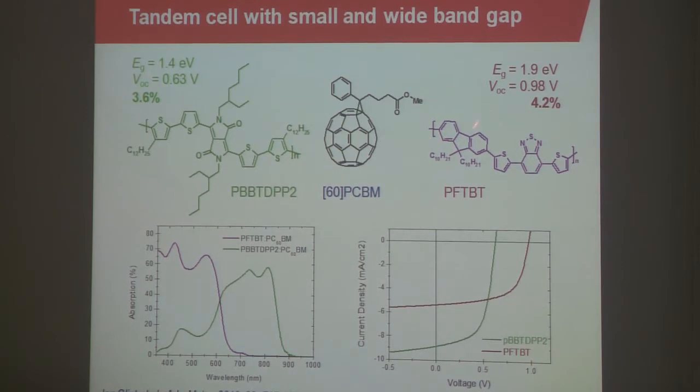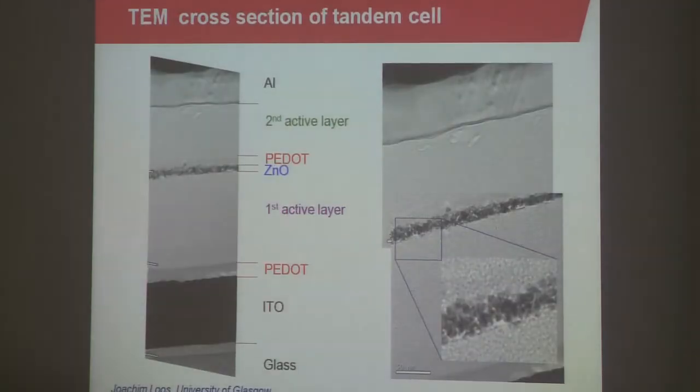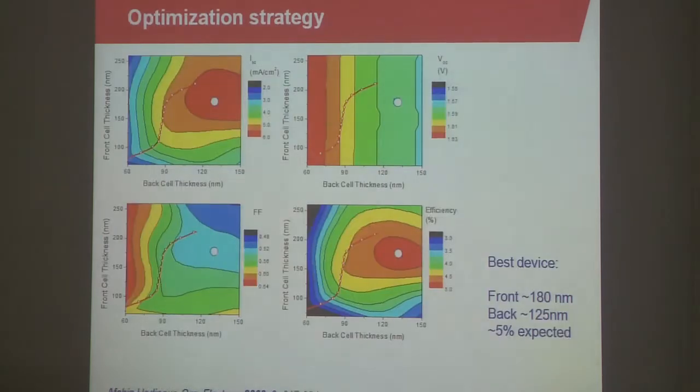So we start off with two cells that are 3.6 and 4.2. This was the number published. We got this cell ourselves never better than something like 3.8. So slightly sub 4% cells that we can make of these. And then you can make a tandem cell. This is a TEM cross-section of such a tandem cell. It shows all the layers: glass, ITO, PEDOT, first active layer, zinc oxide, PEDOT layer, second active layer, aluminum. This is this recombination layer that does a very important job in this cell. And then you can optimize the total cell.